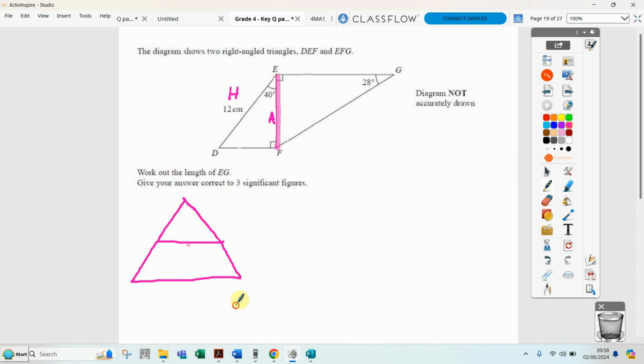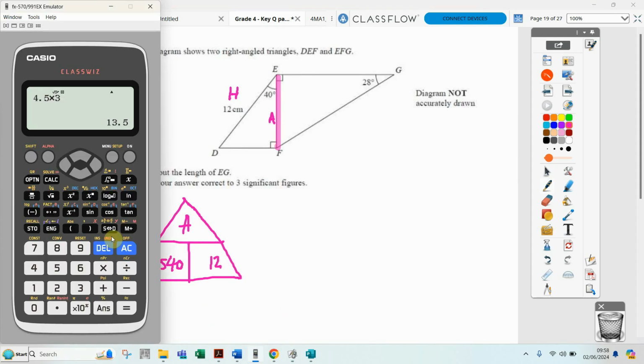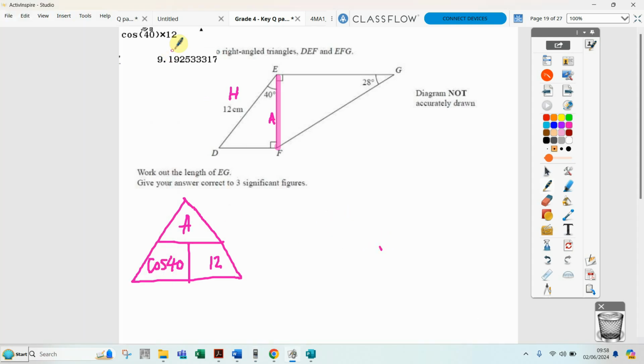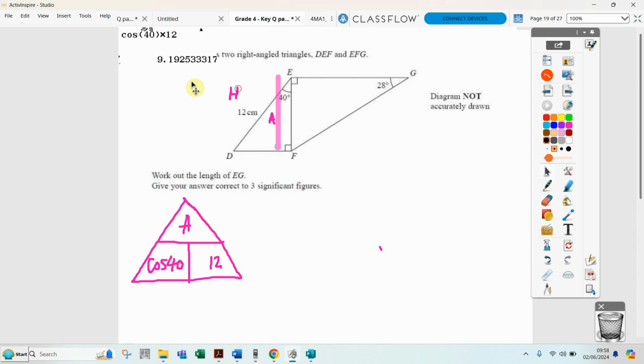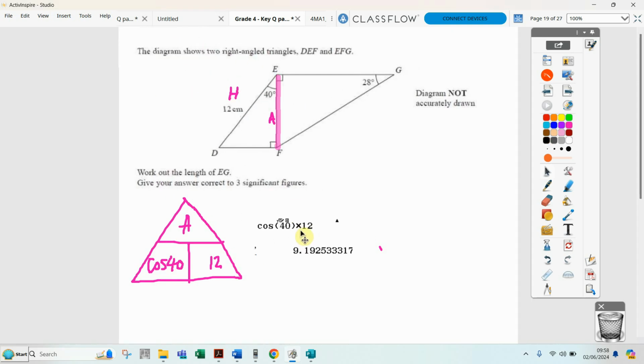CAH. So we'll fill it in. It goes cos 40, A goes at the top, and H is 12. And because the cos 40 and the 12 are next to each other, that means we have to times them together like this. We times them together and we get this decimal, 9.19. So that is the value of A, the adjacent here. So you can just cross that out there, write 9.19.